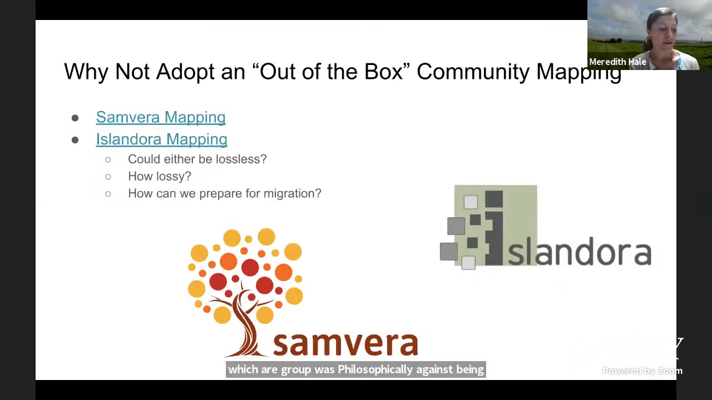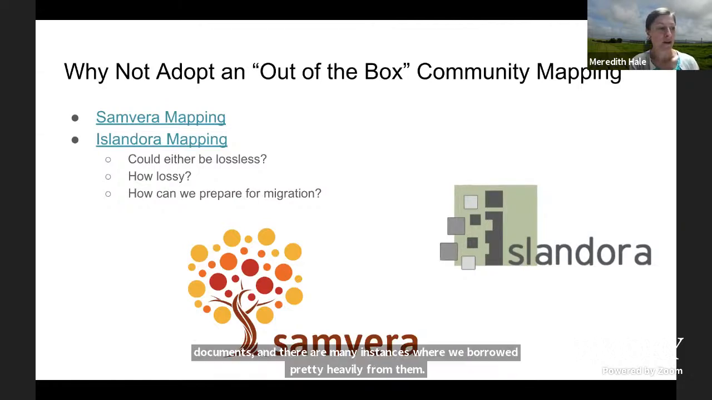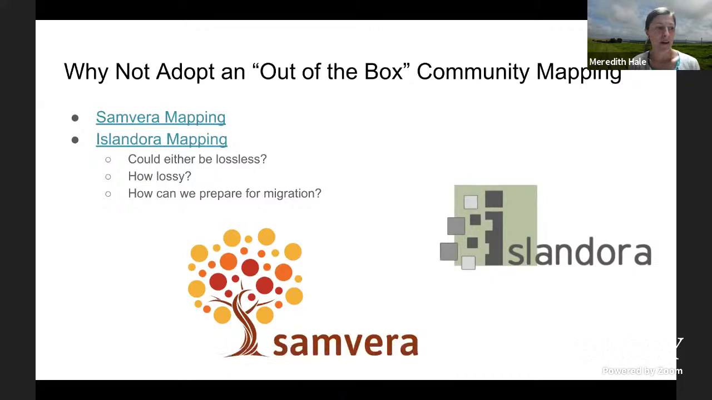Being part of the Islandora community, we also naturally were aware of the mapping the Metadata Interest Group had created for the move to linked data in Islandora 8. Samvera had also developed a mapping before our work began. So while our work was heavily informed by these 2 documents, and there were many instances where we borrowed pretty heavily from them, starting the process, we didn't feel confident that we would know for certain how much data we might lose in the transition. And we felt that we needed to look more closely at our metadata to understand its idiosyncrasies.